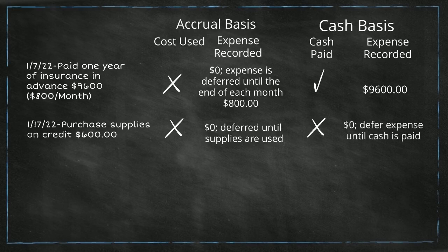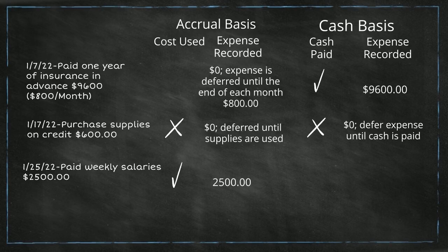Last, the company paid weekly salaries of $2,500. Under the accrual basis, the salaries have been earned and paid, so you could say the cost is used up, so you would record the expense. Under the cash basis, cash has been paid, so the expense should be recorded.